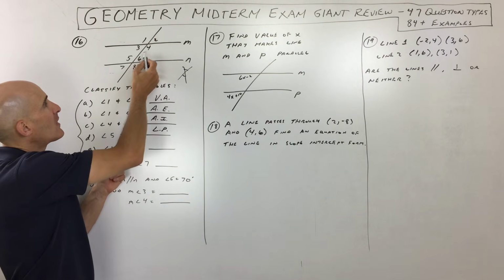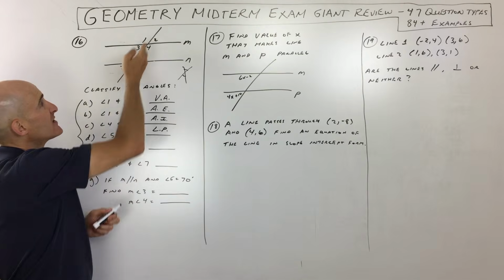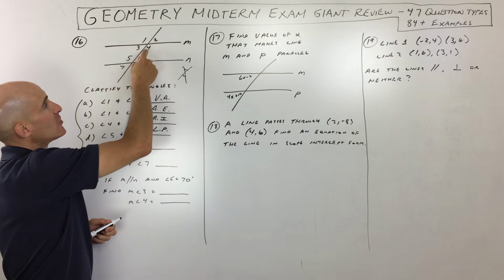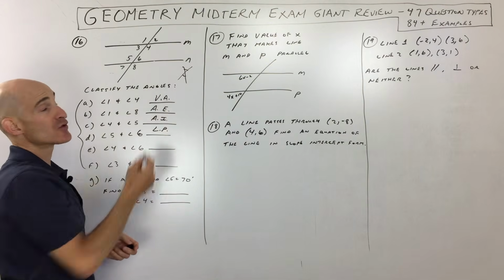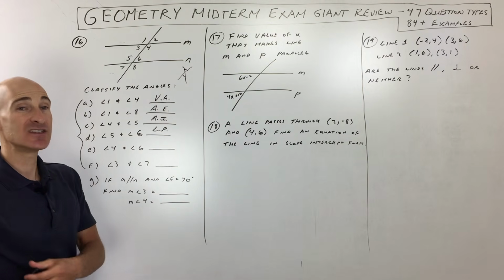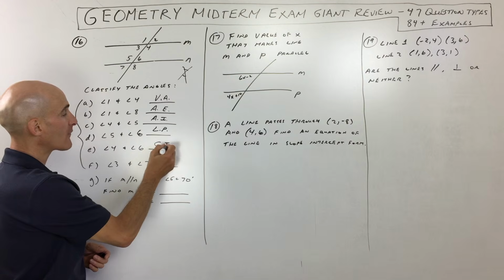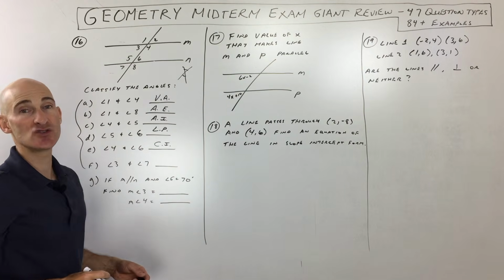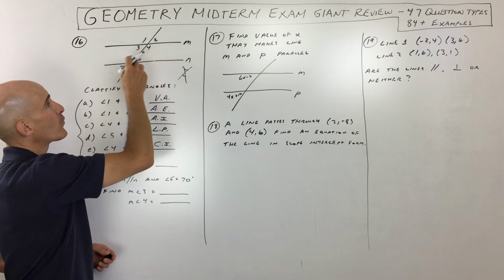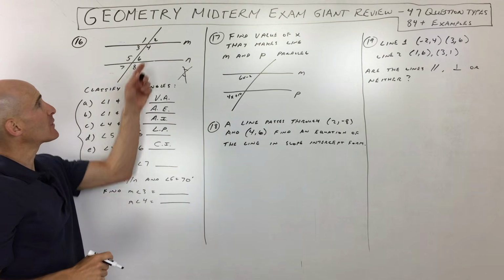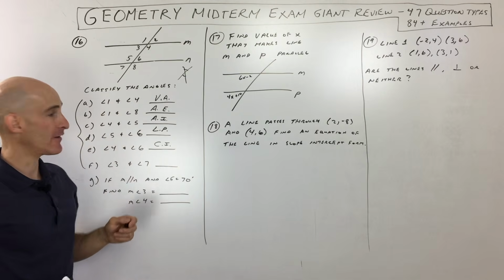Now angle 4 and angle 6, notice how these are on the same side of this transversal, okay? And they're in between the two lines M and N. So those are called consecutive interior. Consecutive, like one after another. Interior meaning in between the two lines. So don't get those confused. You've got alternate interior like 3 and 6, 4 and 5. Consecutive interior is like 4 and 6, 3 and 5.